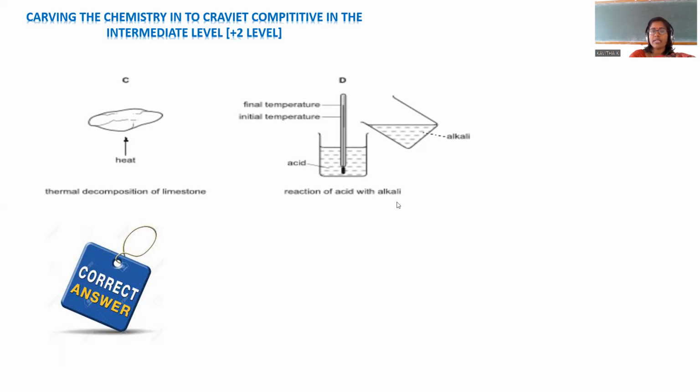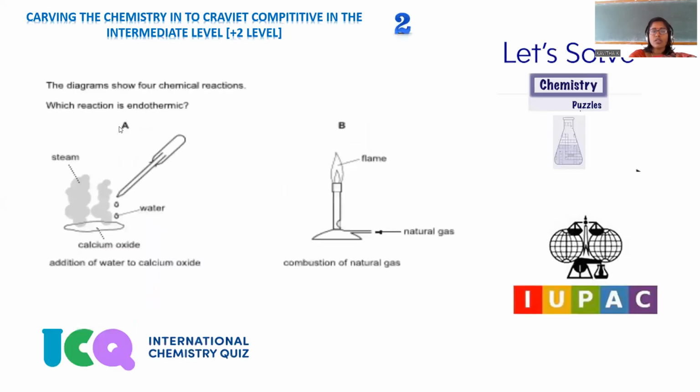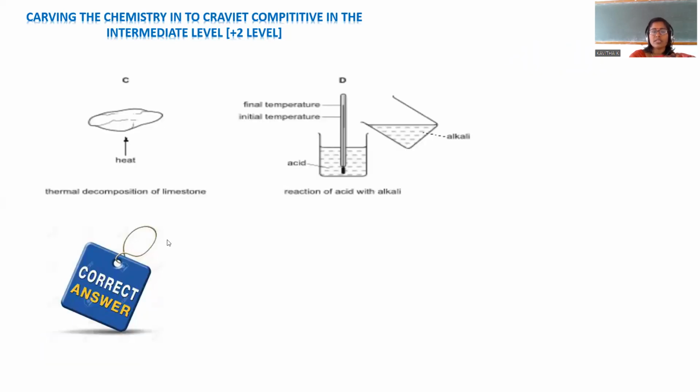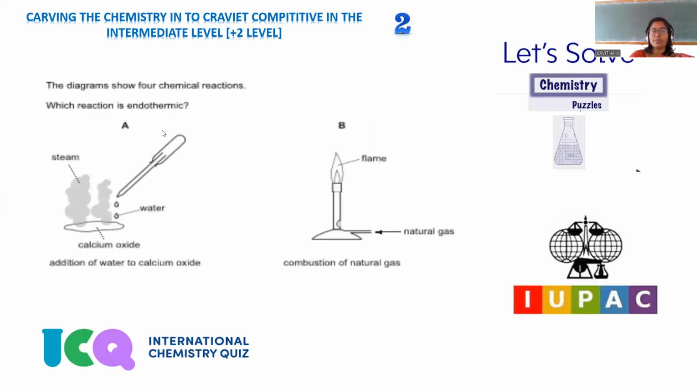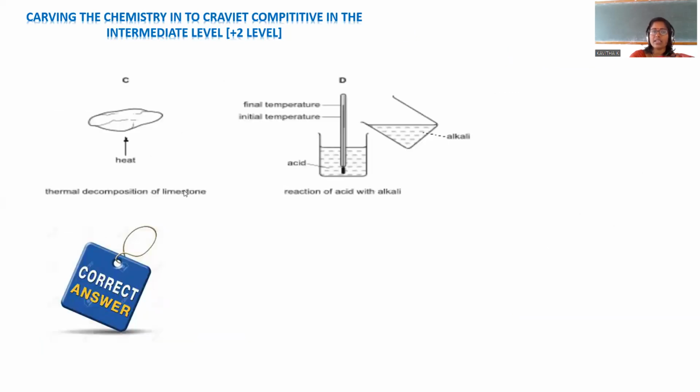Move on to option number D, acid treated with alkaline solution. Simply you can observe a neutralization reaction over here. Upon neutralization, if you observe, the initial temperature is at the bottom. After adding the base, the temperature got raised, so the final temperature is higher, so heat is evolved, heat is increased. Again we can say it is exothermic. So among all the reactions, decomposition of limestone is the simplest example that comes under endothermic reaction. Option number C is the correct answer.